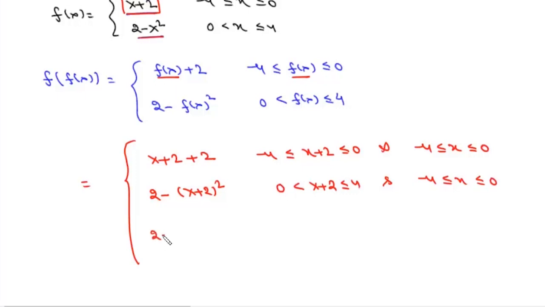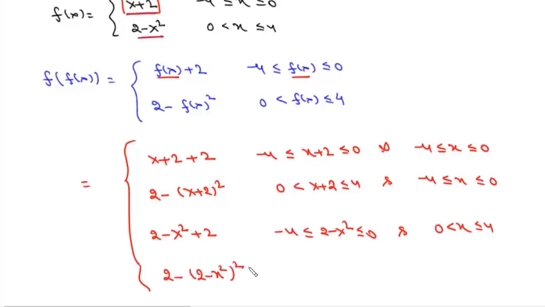Now we have this other definition, which is 2 minus x square. So it will be this 2 minus x square plus 2 when minus 4 is less than or equal to 2 minus x square is less than or equal to 0, and here the value of x lies between 0 and 4. And then we have 2 minus x square whole square when 0 is less than 2 minus x square is less than 4, and x lies between 0 and 4.